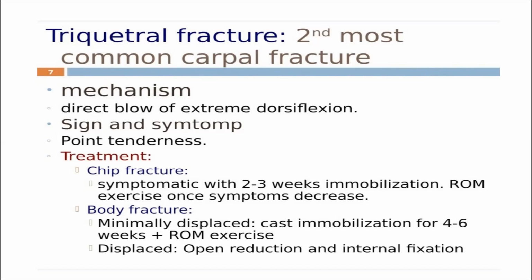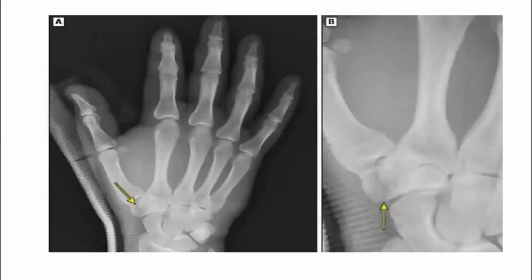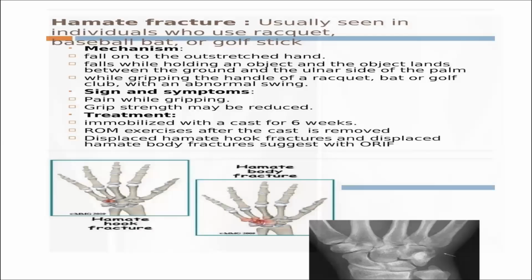When there is a body fracture and it is minimally displaced, again cast immobilization for 4 to 6 weeks and range of motion exercises will be enough. But if it is a displaced fracture, then open reduction and internal fixation may be done with either screws or K-wires. So as you can see, this is the triquetrum fracture, with a magnified view on the right-hand side.